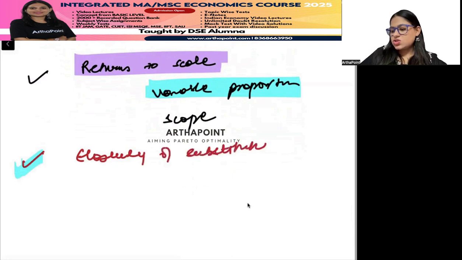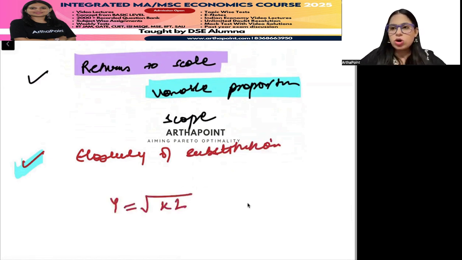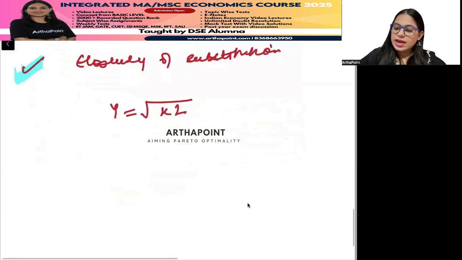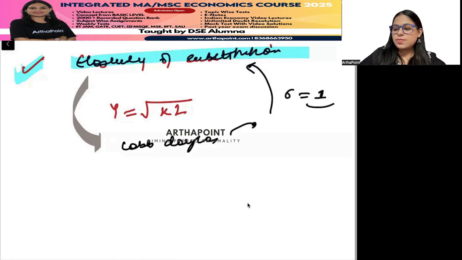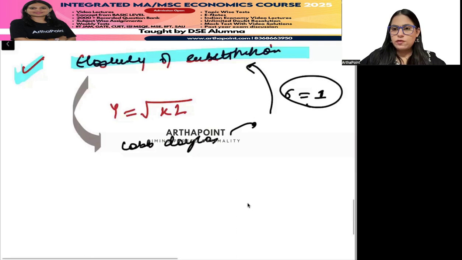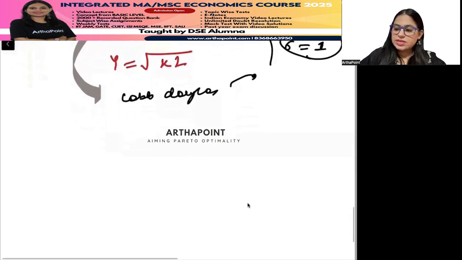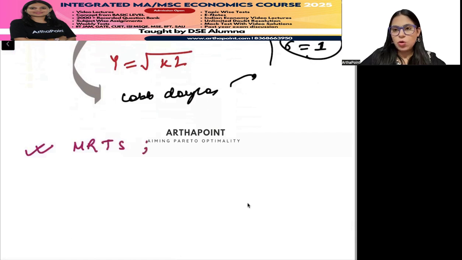है ना? तो जैसे if I just go ahead and I give you a production function y is equal to root KL. So we know that this is a Cobb-Douglas production function. And in Cobb-Douglas production function, ये बात हमें पता है कि Cobb-Douglas production function का elasticity of substitution 1 होता है. So you have to be aware about the elasticity of substitution of different production functions. Then beta, you need to focus on marginal rate of technical substitution of different production functions.